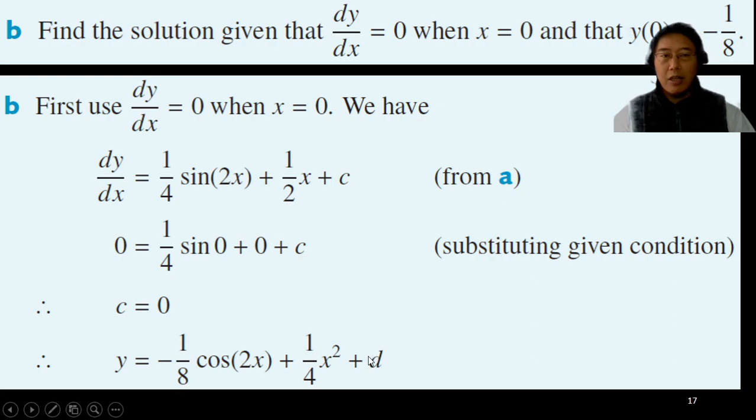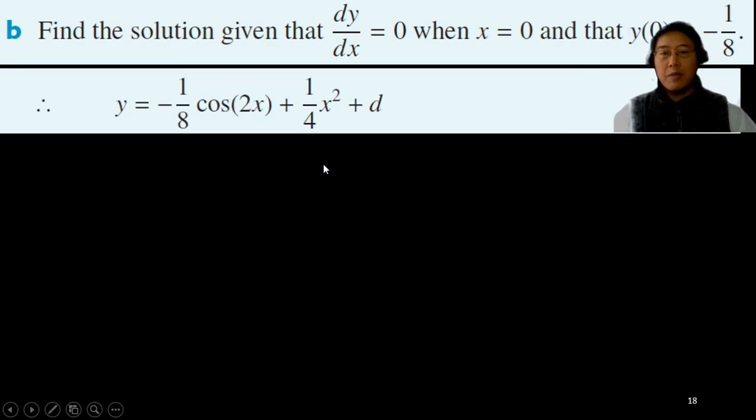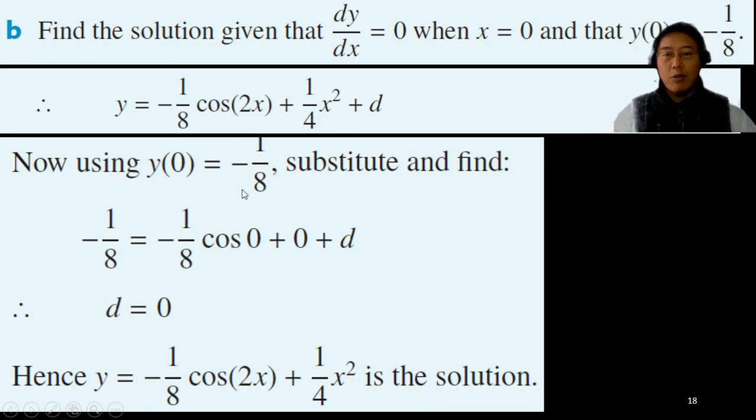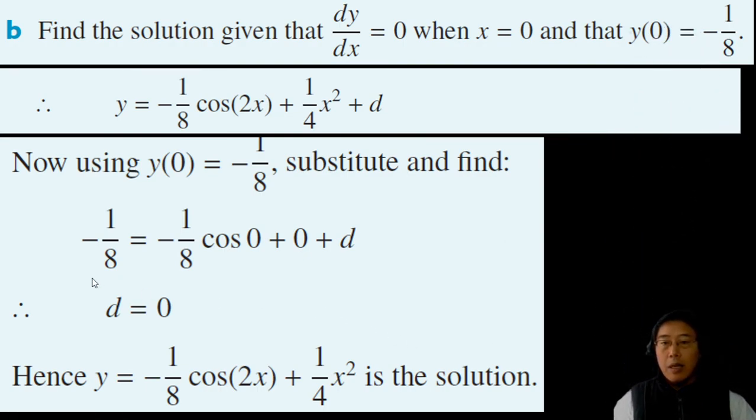D is the only unknown. We rewrite this, and we substitute x equals 0 and y equals negative 1 over 8. That gives you an expression, and d equals 0. So the simple solution now, the unique solution of that function is given over here.